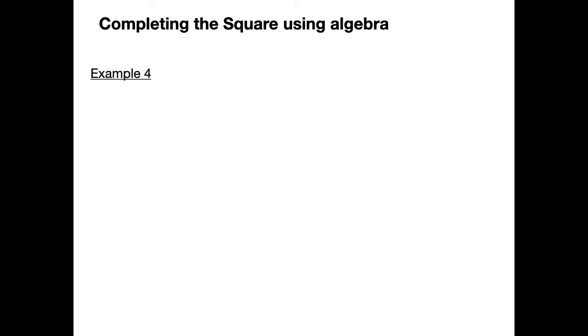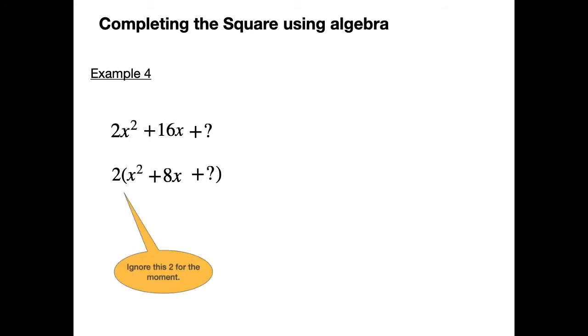Example 4, complete the square for 2x squared plus 16x. Notice that this time the coefficient of x squared is 2, which complicates things a bit. And the easiest solution is to take out 2 as a common factor. So this gives 2 open brackets x squared plus 8x. You can ignore the 2 for the moment and simply complete the square for what's inside the brackets.